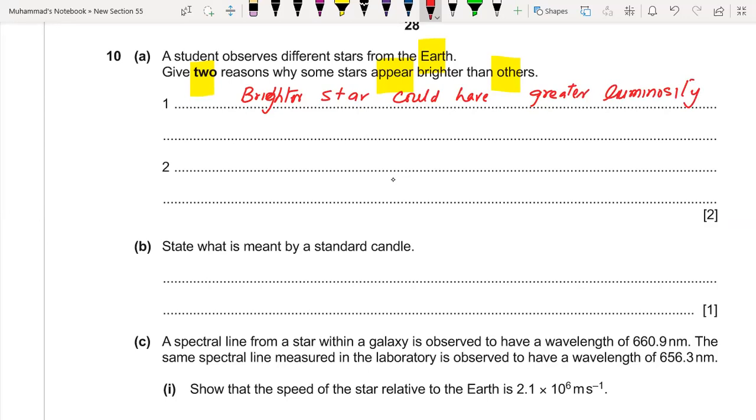And the brighter star is hotter. The second difference will be that the distance of the star from the Earth may be different. State what is meant by standard candle. A standard candle is known as an object with known luminosity.